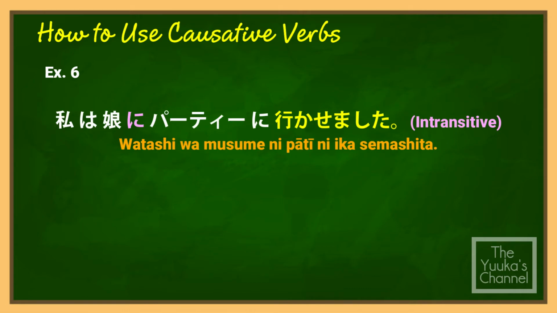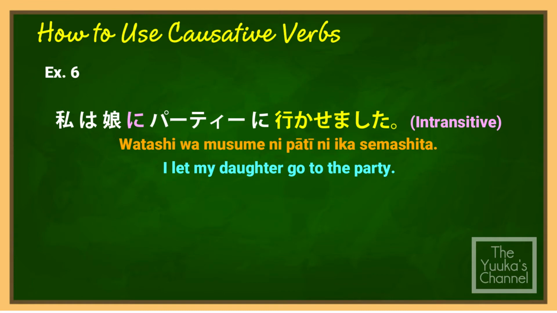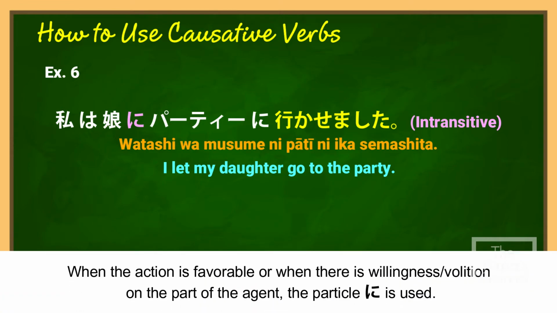I let my daughter go to the party. When the action is favorable or when there is willingness or volition on the part of the agent, the particle ni is used.